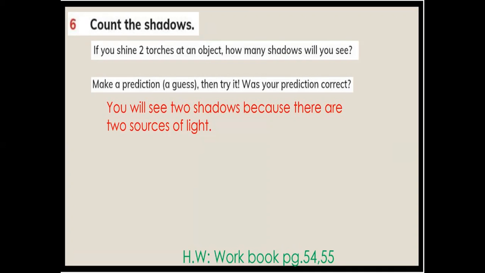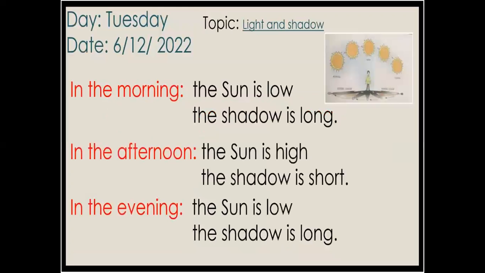So boys, your homework is on page number 54 and 55. In the end, we are going to write this in the notebook. In the morning, the sun is low, the shadow is long. In the afternoon, the sun is high, the shadow is short. And in the evening, the sun is low and the shadow is long.